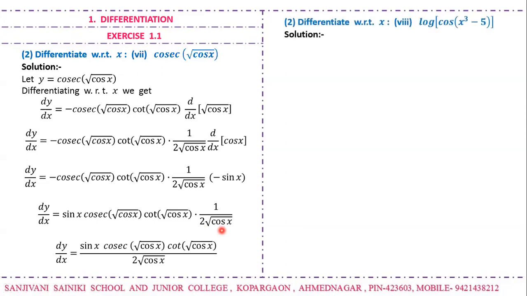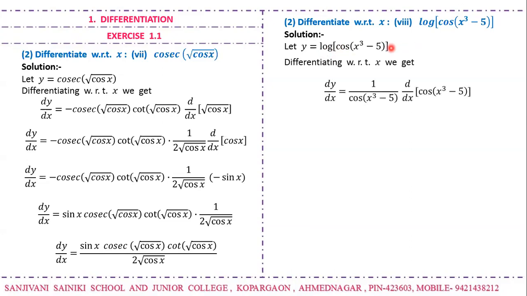Now differentiate with respect to x the third one, log of cos of x cube minus 5. Let y is equal to log of cos of x cube minus 5. Here always think in your mind to use the chain rule. We treat this function as log of f of x. What is the derivative of log of f of x? It is 1 upon f of x into f dash of x.